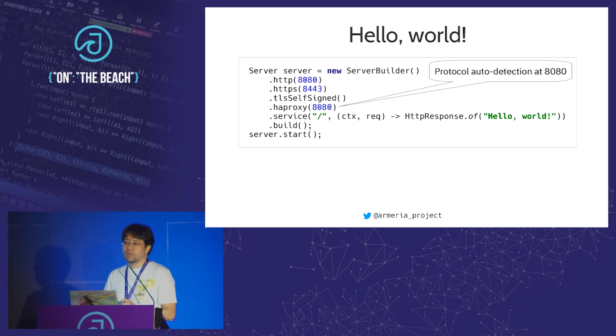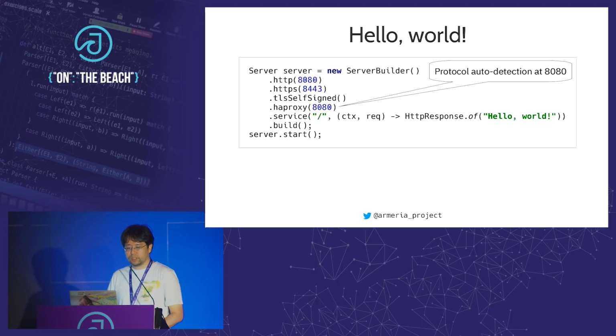And because we are serving an HTTPS request, we have to specify some TLS certificates, as you know. But because it's pretty cumbersome to generate a self-signed certificate or something similar, we provide a very simple builder method called tlsSelfSigned, so you don't have to care much about it. It just auto-generates everything. And here's HAProxy protocol support.